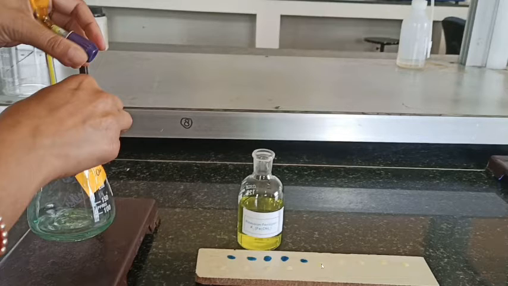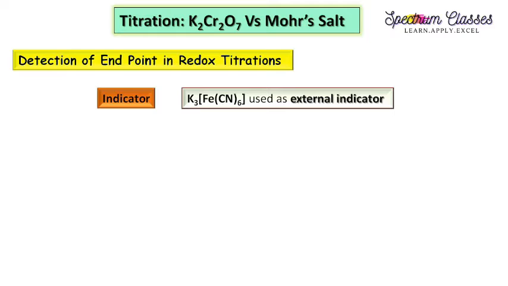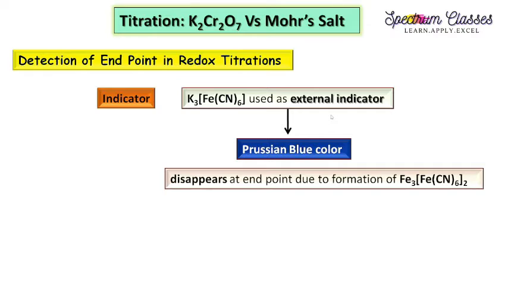Now here again I am showing you that K3[Fe(CN)6] is used as an external indicator, and at the endpoint the Prussian blue color of the external indicator and the reaction mixture disappears due to the formation of Fe3[Fe(CN)6]2. In the Fe3+ state, iron will not give color with K3[Fe(CN)6]. It gives Prussian blue color with Fe2+ only. So that is the use of this external indicator in the case of iron 2+ and iron 3+.